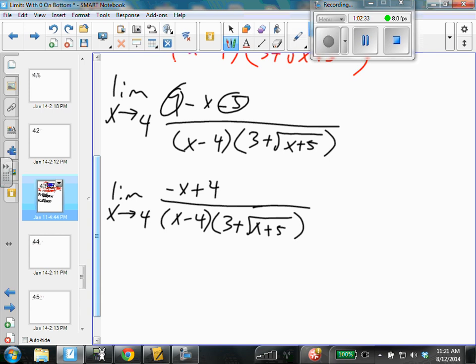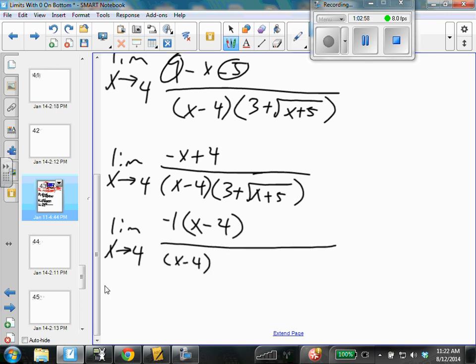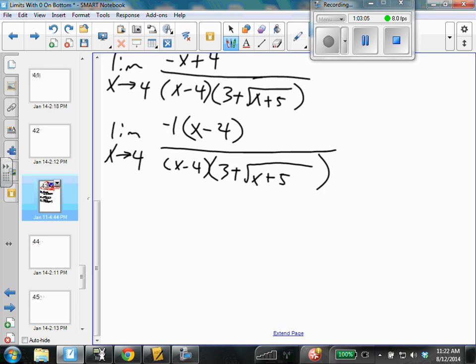So what I'm going to do is exactly what we did before. By factoring out a negative 1 on top, all it's going to do is change the signs. So the limit as x approaches 4, and if I take a negative 1 out of negative x, it becomes positive x. Positive 4, it becomes negative 4. So by factoring out that negative 1, I got this thing where I want it. And now I can cancel the x minus 4 and the x minus 4.